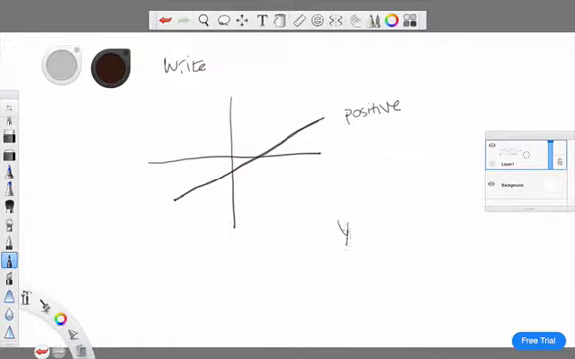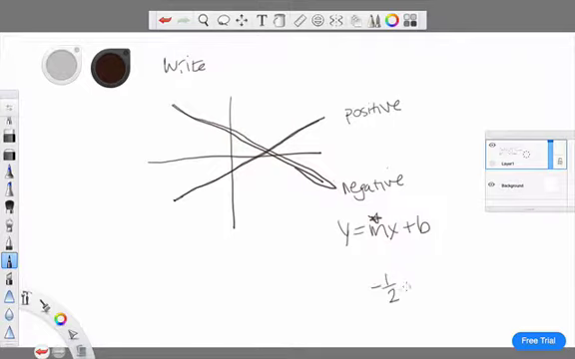And if you remember y equals mx plus b, this number right here, the m, is your slope, and so that number would need to be positive. If you have a negative slope, you're going from the left to the right, like you write, and you're going down, that's a negative slope. And so your slope is going to be a negative number, let's say negative 1/2 x plus b.